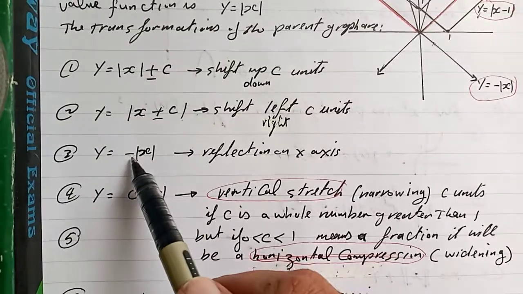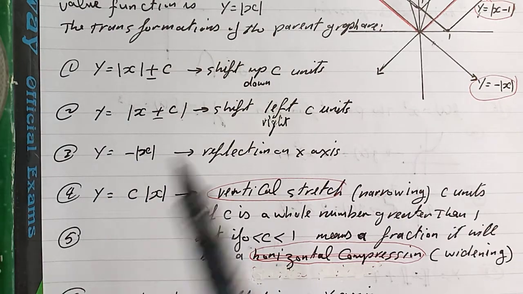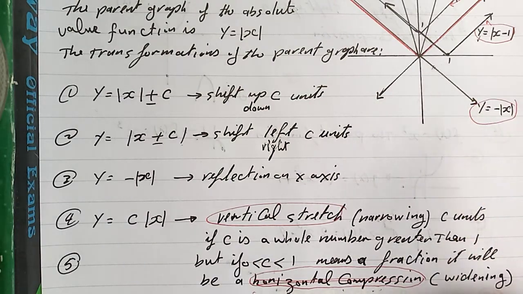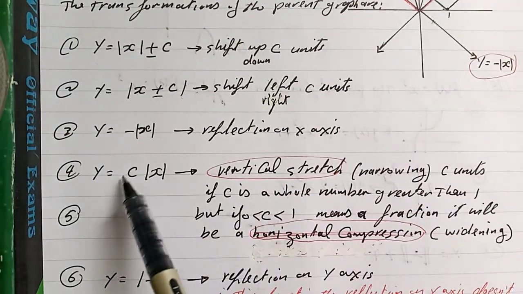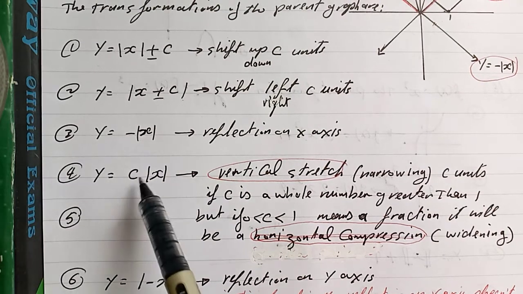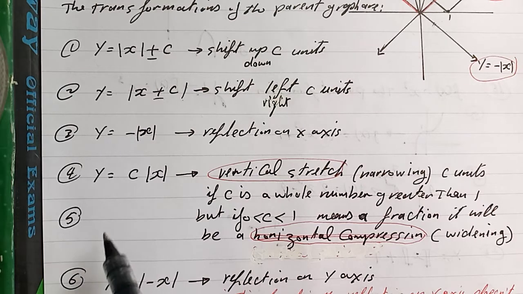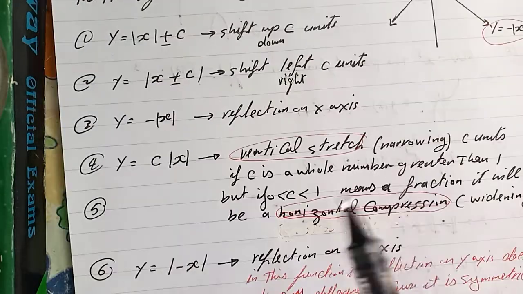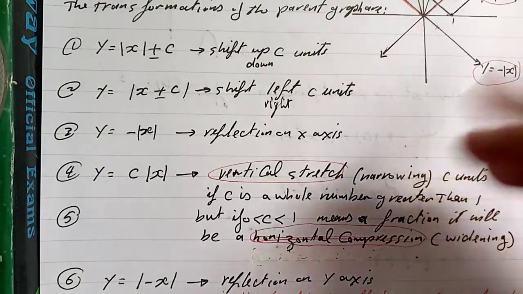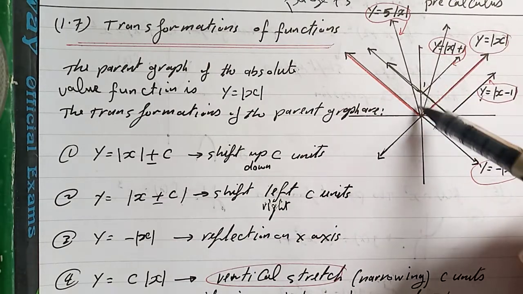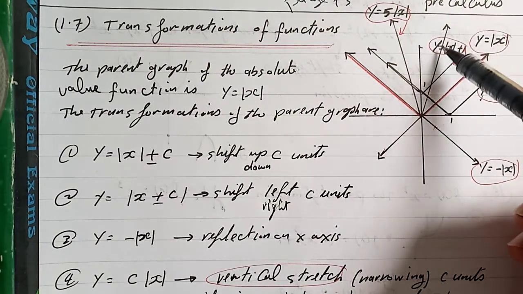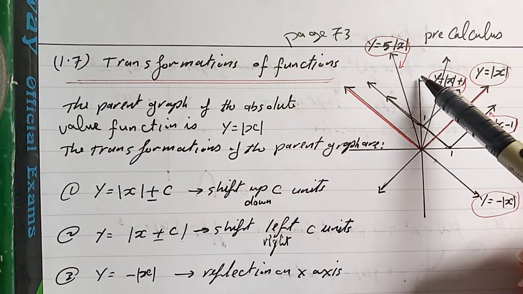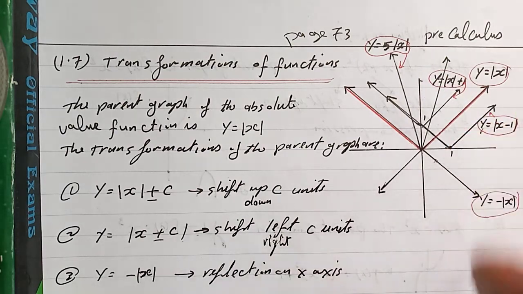Number three, if there is a negative sign here, that makes a reflection on the x-axis. Reflection on the x-axis, it will be like this. Number four, y equals c times absolute value of x. If this c is a number greater than 1, it will make something called vertical stretch or narrowing. Like this. Look at this one. It goes very close to the y-axis according to the number, because there is a 5 here. If this 5 is 6, it will go much closer to the y-axis, shrinking.